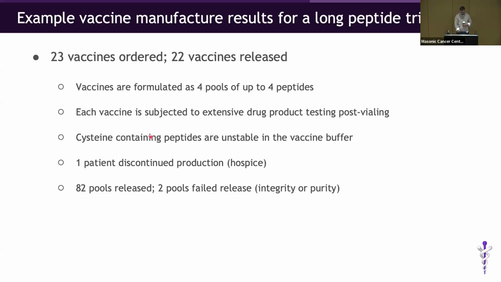Over the years, we found that cysteine-containing peptides can be unstable in storage, so we try to avoid peptides that involve cysteine when we're doing the peptide delivery approach, whereas with mRNA or DNA, you wouldn't have that consideration. Inevitably, throughout this process, some patients are lost for various reasons and don't make it through to treatment. But in this case, we had a pretty high success rate: 82 of these up to 4 peptide pools were released, with only a few failing the safety and integrity testing.